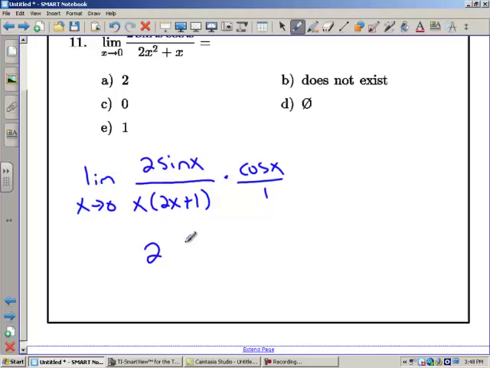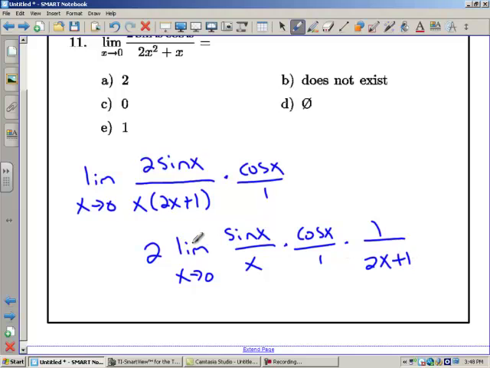So I'm going to bring the 2 out, and I'll have the limit as x approaches 0 of sine x over x, and then I'll have the cosine x over 1, and then I'll have the 1 over 2x plus 1. We got to take the limit as x approaches 0 of all of this, so that limit gets applied to everything in here. So the limit as x approaches 0 of sine x over x, we know that's 1. Now cosine x, you plug in 0 for that, cosine of 0 is 1. And if you plug in a 0 for this x, you also get 1 there. So what do you think this answer is? Well, this answer works out to be 2.